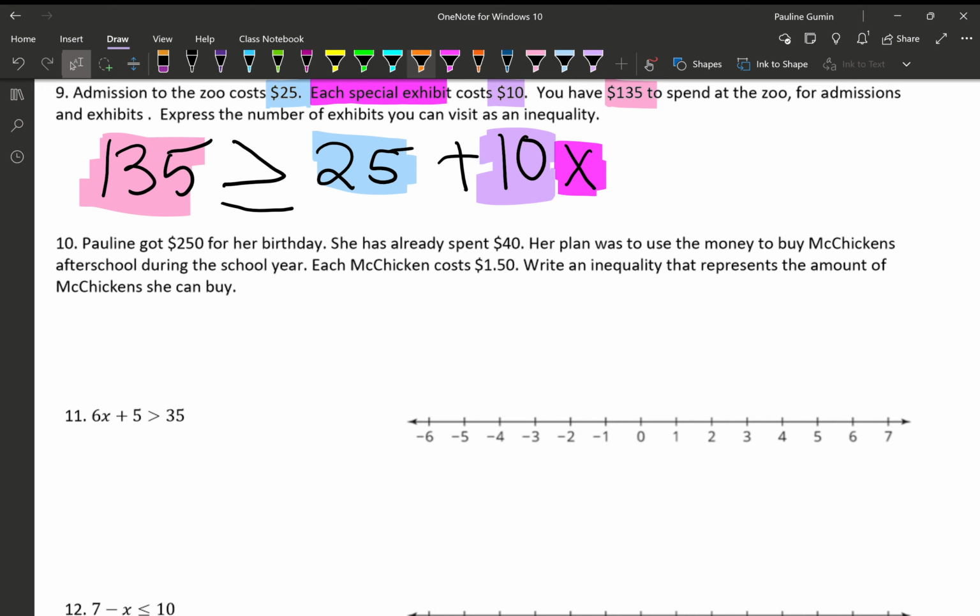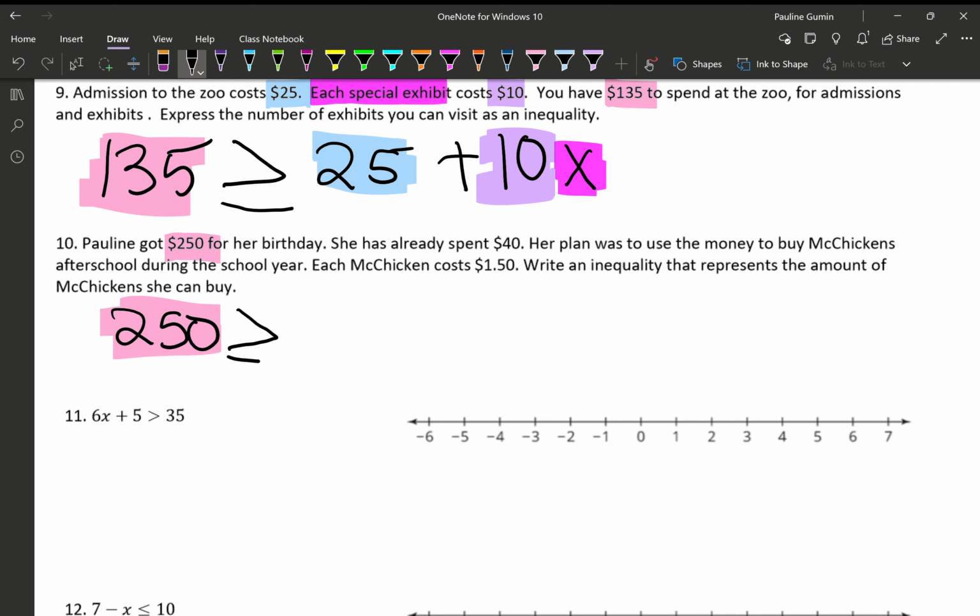Let's also do the same thing for number 10. Pauline got $250 for her birthday. She already spent $40. Her plan was to use that money to buy McChickens after school during the school year. Oh, sorry. Each McChicken costs $1.50. Write an inequality that represents the amount of McChickens she can buy. Alright, so Pauline started off with $250, so that's what we're going to write down.